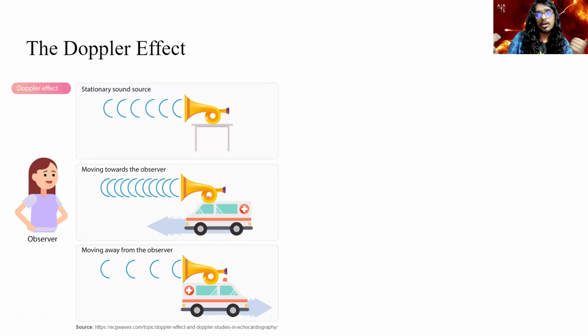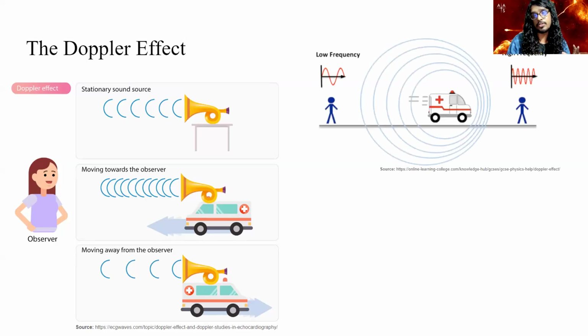Why does this happen? Well, you can model sound as waves. When the ambulance is approaching, these waves tend to get squished together, and the wavelength decreases, which increases the pitch. And when the ambulance is moving away from you, the wavelength increases because the waves get stretched out, and it sounds lower and lower pitch. The pitch decreases.